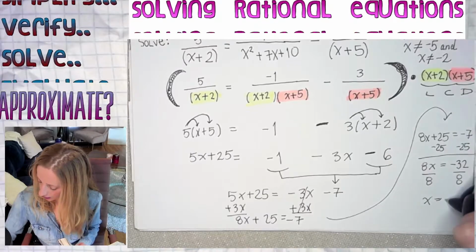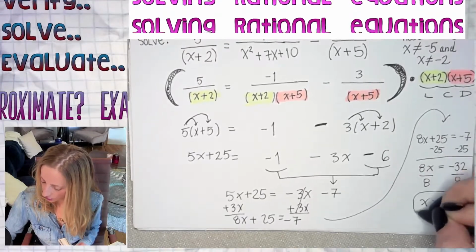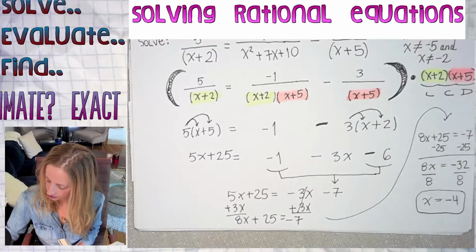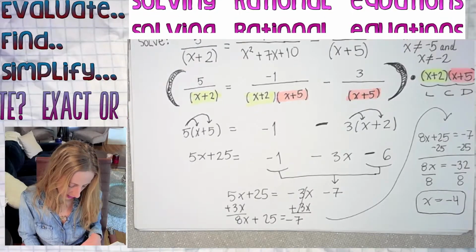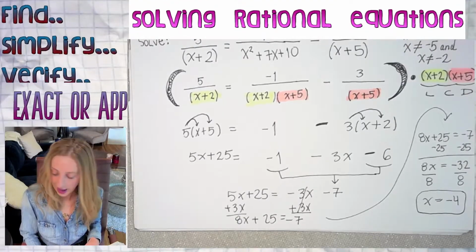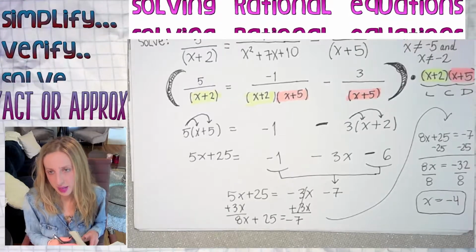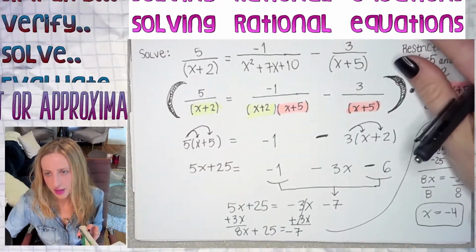Negative 4. Loving it. Is that number allowed or is that number on my list of restrictions? The number is allowed. Good. And that is the end of that example.